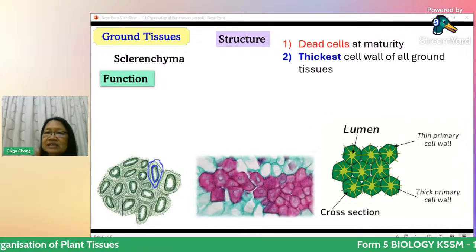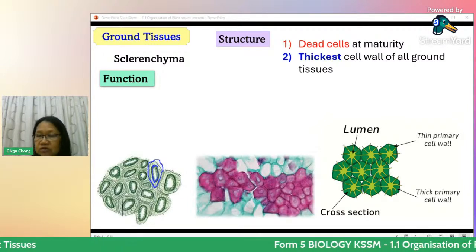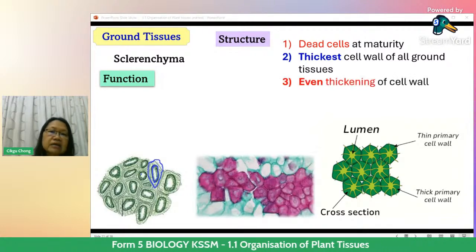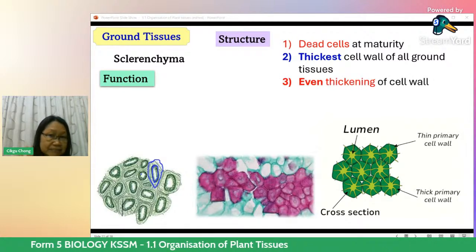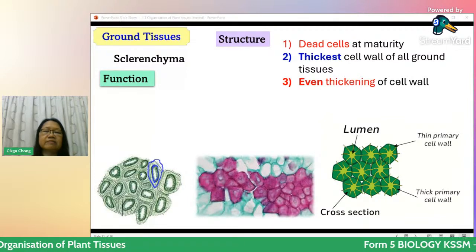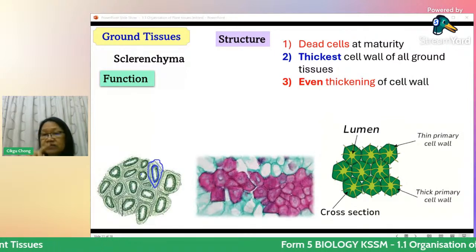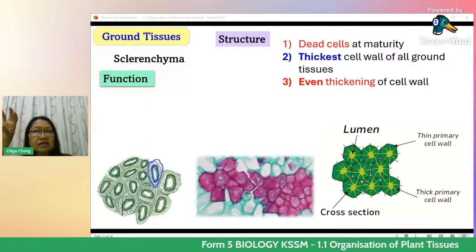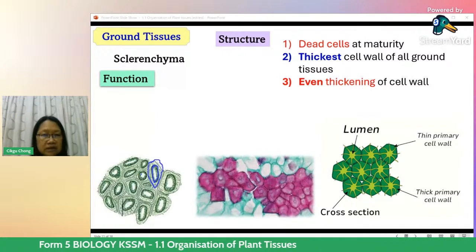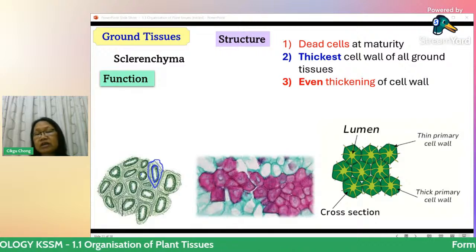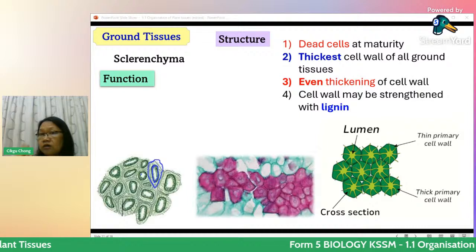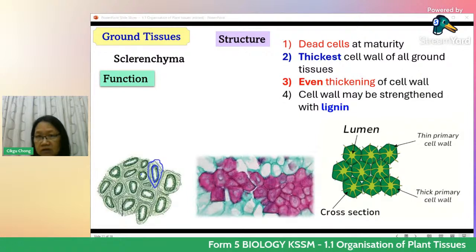All right. So it has the thickest cell wall of all the ground tissues compared to the Parenchyma and the Collenchyma. And the thing that makes it stand out from the Collenchyma is the even thickening. The thickness is all even. There's no one part where the cell wall is thicker on one side and thinner on the other side. So that tells you it is Sclerenchyma. Okay, and the cell wall may be strengthened with lignin. So lignin also offers structural support. It makes it very hard.